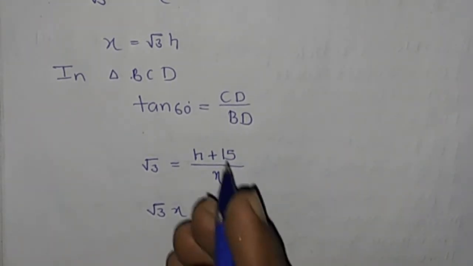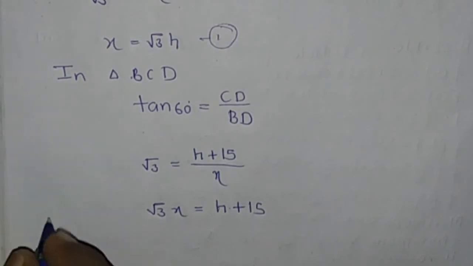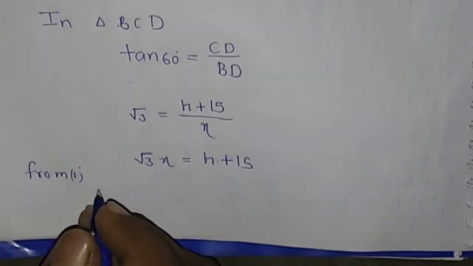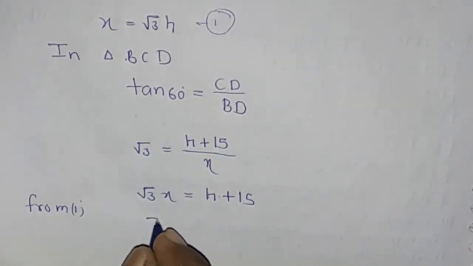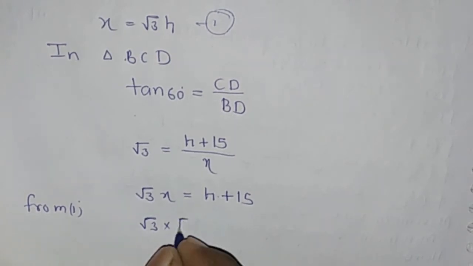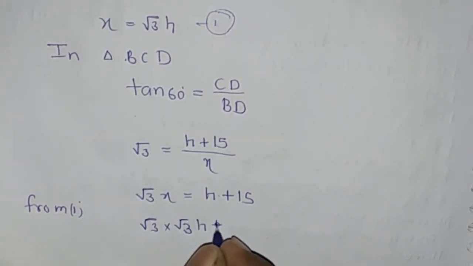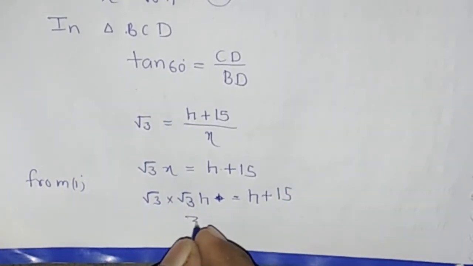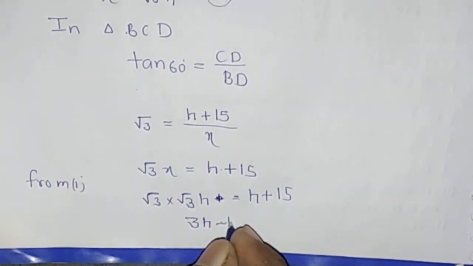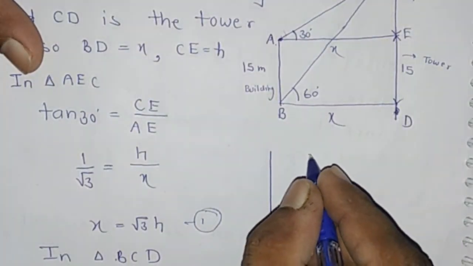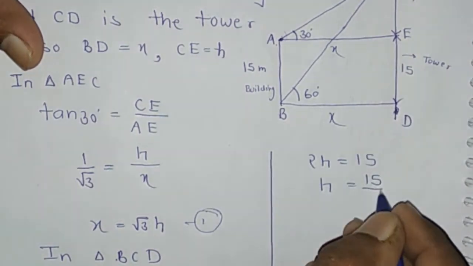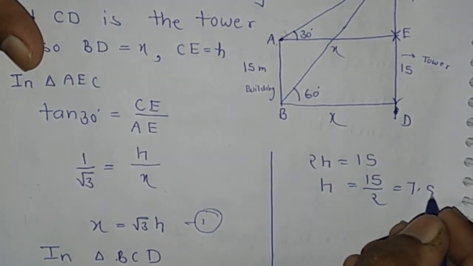Put the value of X from first equation. We have root 3 into X is root 3H, equal H plus 15, then it is 3H minus H equal 15, then value of H is 15 by 2, that is 7.5 meter.